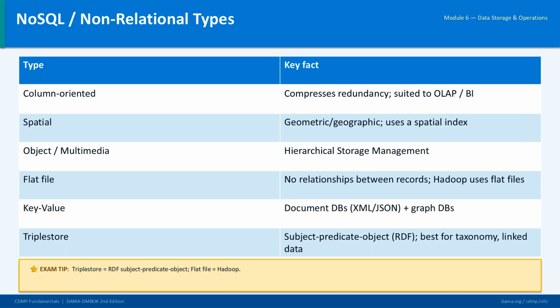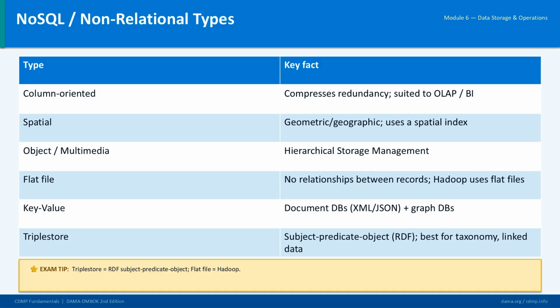Let's enumerate the non-relational types. Column-oriented stores compress redundant data and are well suited to OLAP and BI workloads. Spatial databases are optimized for geometric and geographic data using a spatial index. Object or multimedia databases use a hierarchical storage management system. Flat file databases store rows and columns in a single file with no relationships between records, and notably, Hadoop uses flat files. Key-value databases include document databases, which use XML or JSON, and graph databases.